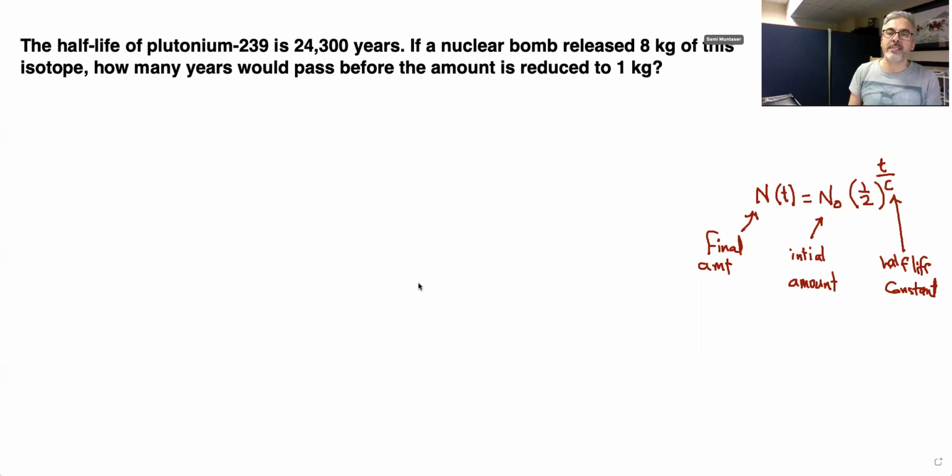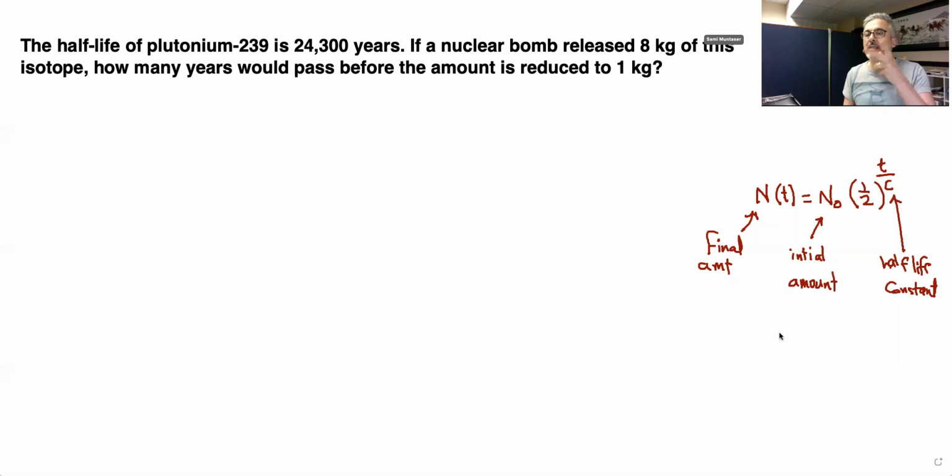So, half-life questions. Here's an example, and there's the formula there. For me, I always write final equals initial, but if you want to make it more funky, it's N of t equals N naught times half to the power of t over c. N of t is just the final amount, N naught is the initial amount, and the c is the half-life constant.